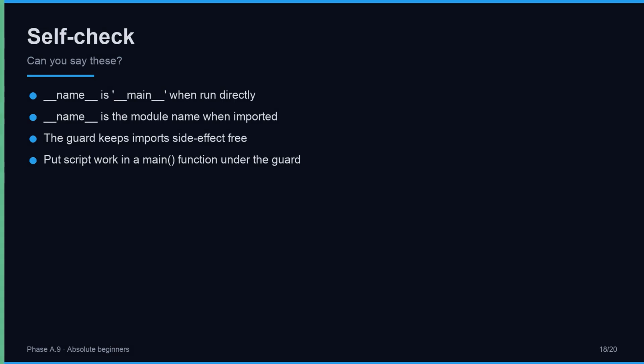Quick self-check. Can you explain what value __name__ has when a file is run directly versus when it is imported? Can you write the if __name__ equals main guard from memory? Can you explain why importing a file without the guard can cause side effects? Can you describe the standard layout, functions at the top, a main function at the bottom, the guard around the call to main? If any feels shaky, rewatch the matching part.